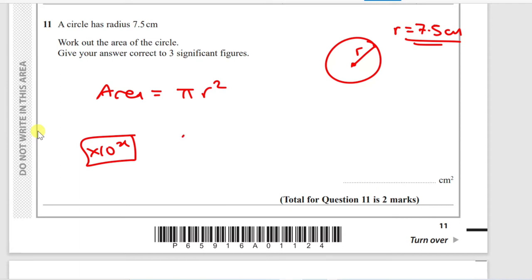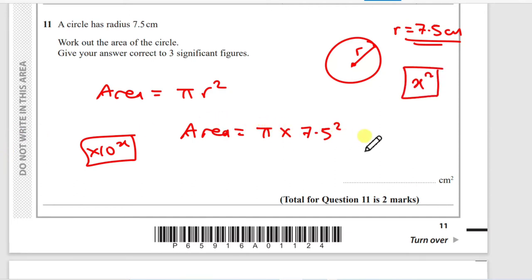So in your calculator, it's just going to be area equals, press the pi button, and then times the radius, which is 7.5, and then press the square button. The square button looks like an x squared in your calculator. And you should write something like that. If you guys did that, let me know, and tell me if you get an answer, to three significant figures, rounded up, of 177, yeah?